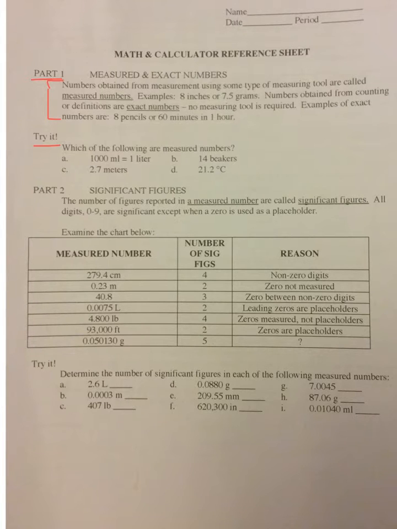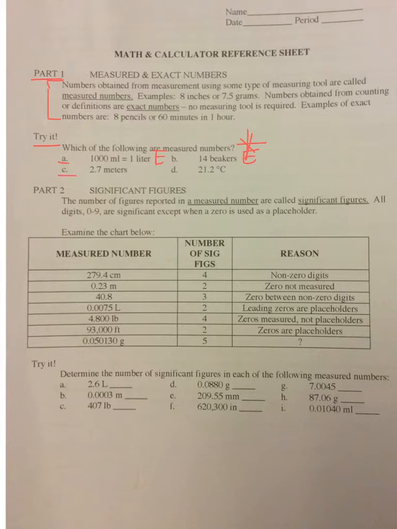So for this first question, which of the following are measured numbers? You have to go through each choice and figure out which one or which ones you get from using a measuring tool. Let's look at choice A: 1,000 mL equals 1 liter. That is like a conversion factor, so that is what we classify as an exact number. Choice B, 14 beakers, is what we get from counting. So that is also an exact number. So put E for exact.